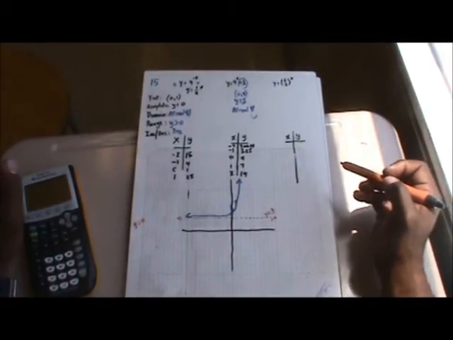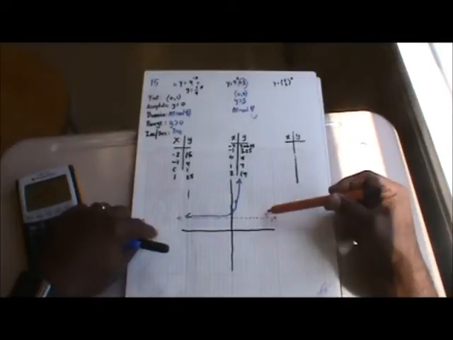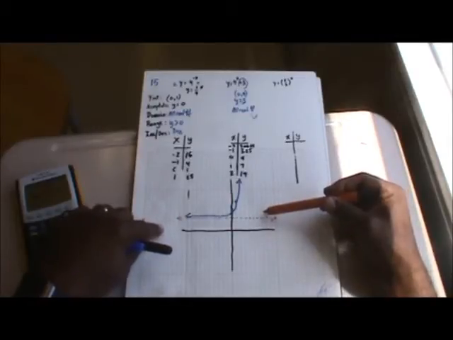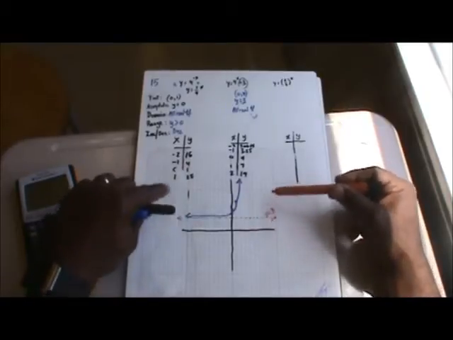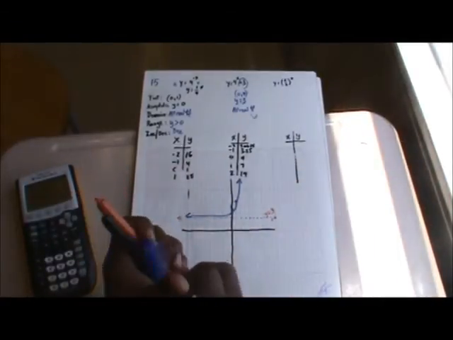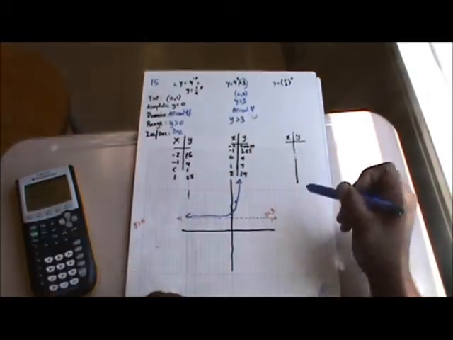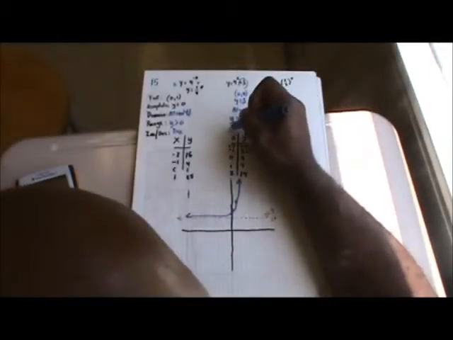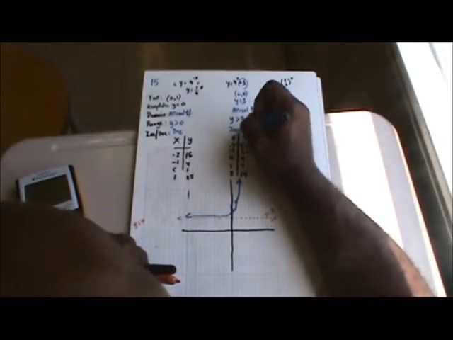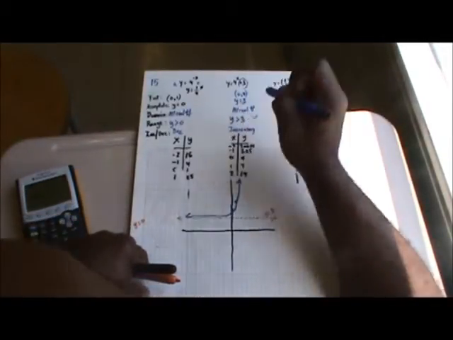Let's see what else we have to finish. The range is everything greater than this asymptote. It's above the asymptote, so we want to say that y is greater than 3. If we look at the graph from left to right, we see that the graph is increasing. Then the last one on this problem, let's see.